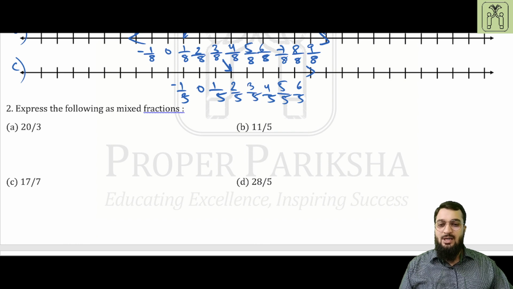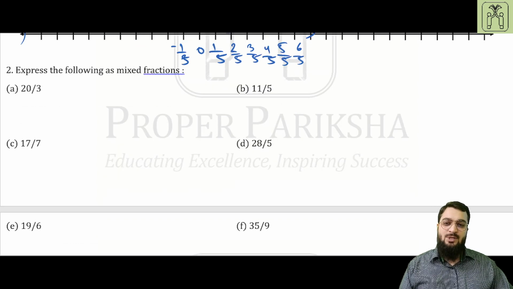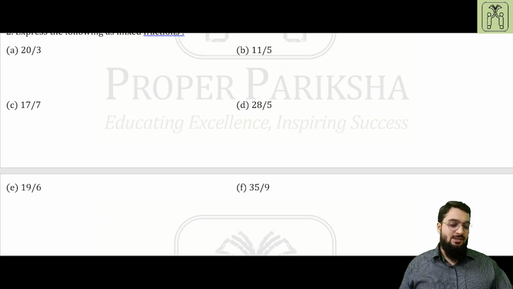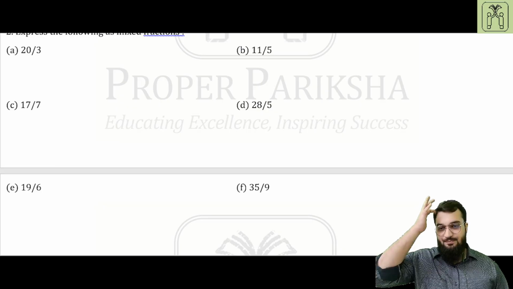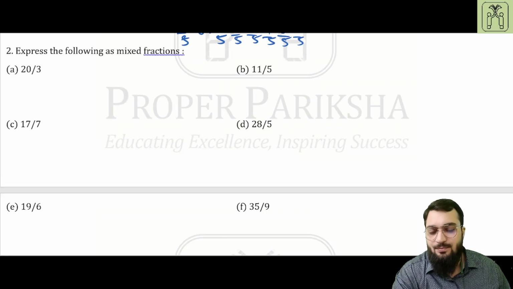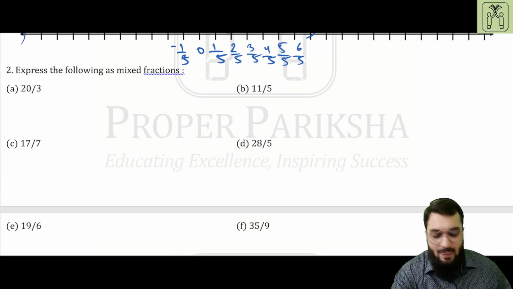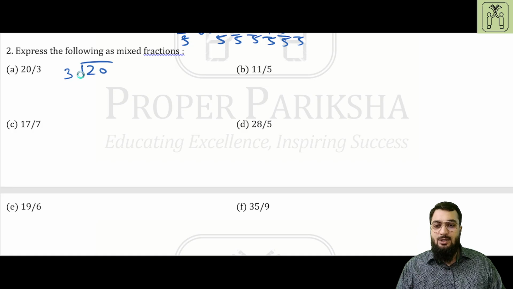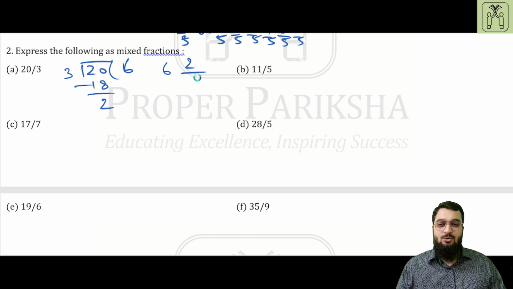Express the following as mixed fractions. So we have been given certain improper fractions and we have to represent them as mixed fractions. So now 20 upon 3 is given. 20 upon 3 will be, as I told you, you just have to divide it. So 20 will be divided by 3 and you will see that you are getting 6, 3 6s are 18. So 6 times and it will be 18, and this 2, and this will ultimately be 6 2 by 3.